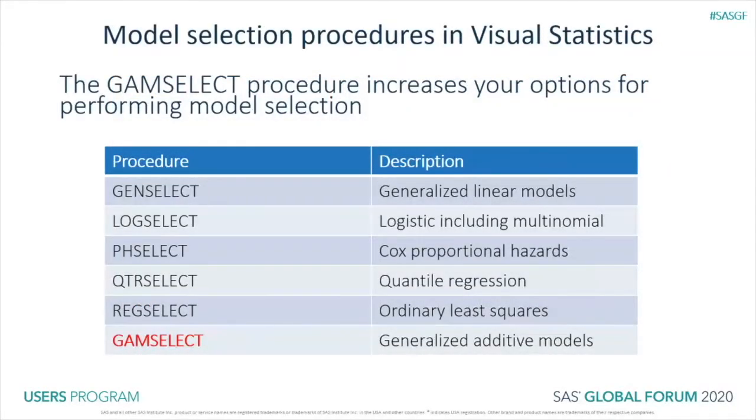Here are some of the procedures that are available in Visual Statistics that allow you to do model selection. The first one listed is GenSelect, which allows you to do model selection for generalized linear models. LogSelect is for logit models including multinomial. PHSelect is for Cox's proportional hazards model, which is for survival data. QTRSelect is for quantile regression. RegSelect is for ordinary least squares. And the new one is GAMSELECT, which allows you to do model selection for generalized additive models.